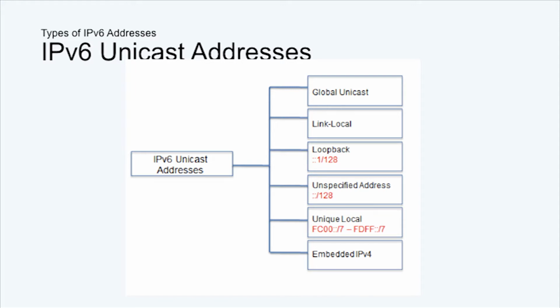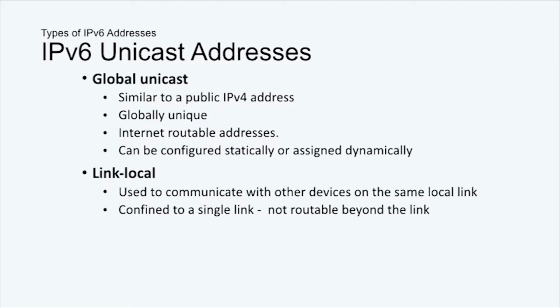Different types of IPv6 addresses can vary. Each interface could have a global unicast address. Each interface may have a link local address. Each interface could be configured with a loopback address, or an unspecified address, or a unique local address, or an embedded IPv4 address. Let's start with the top first, global unicast address.